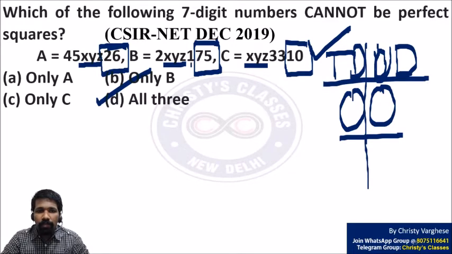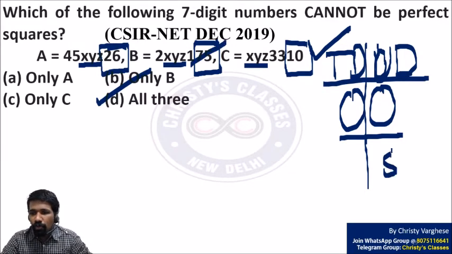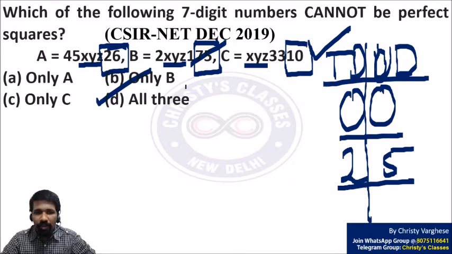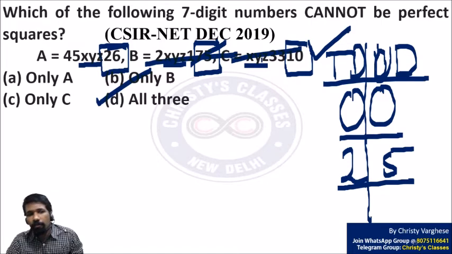Now option B is not possible because 5 ending, unit digit 5, means the tens digit can only be 2. 75 ending perfect squares does not exist. So B and C cannot be perfect squares.